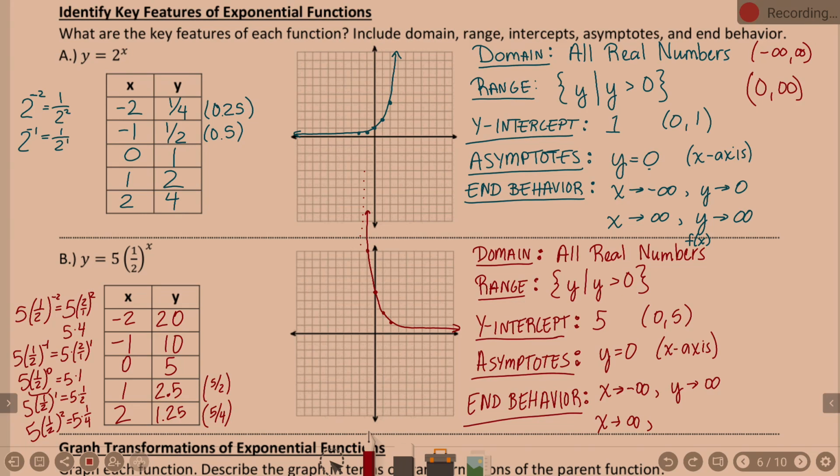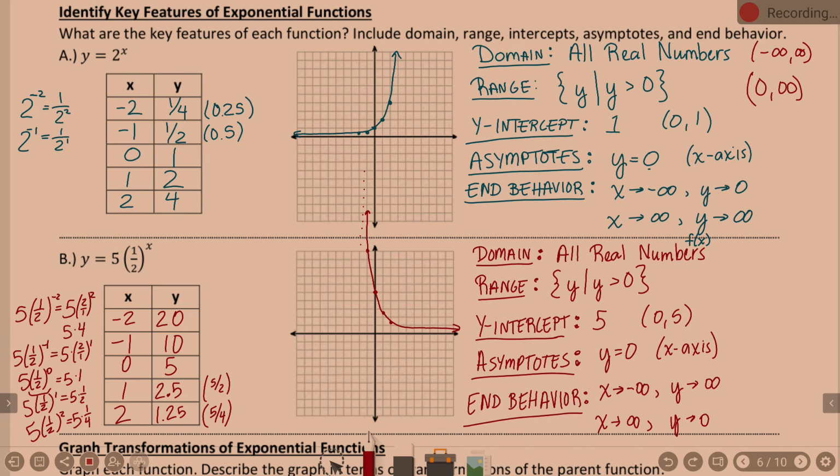What about as x approaches positive infinity? So as my graph goes right, where is it going? It is getting closer and closer to this asymptote, and so it's getting closer and closer to 0. So y is approaching 0.